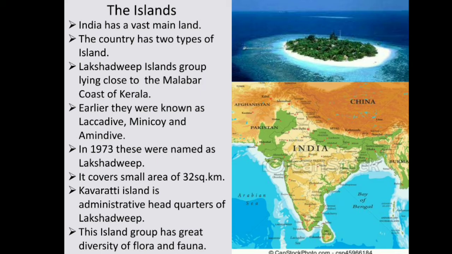It covers a small area of 32 square kilometers. Kavaratti Island is the administrative headquarters of Lakshadweep. This island group has great diversity of flora and fauna. That is, different types of birds, animals and plants can be seen in this island group.